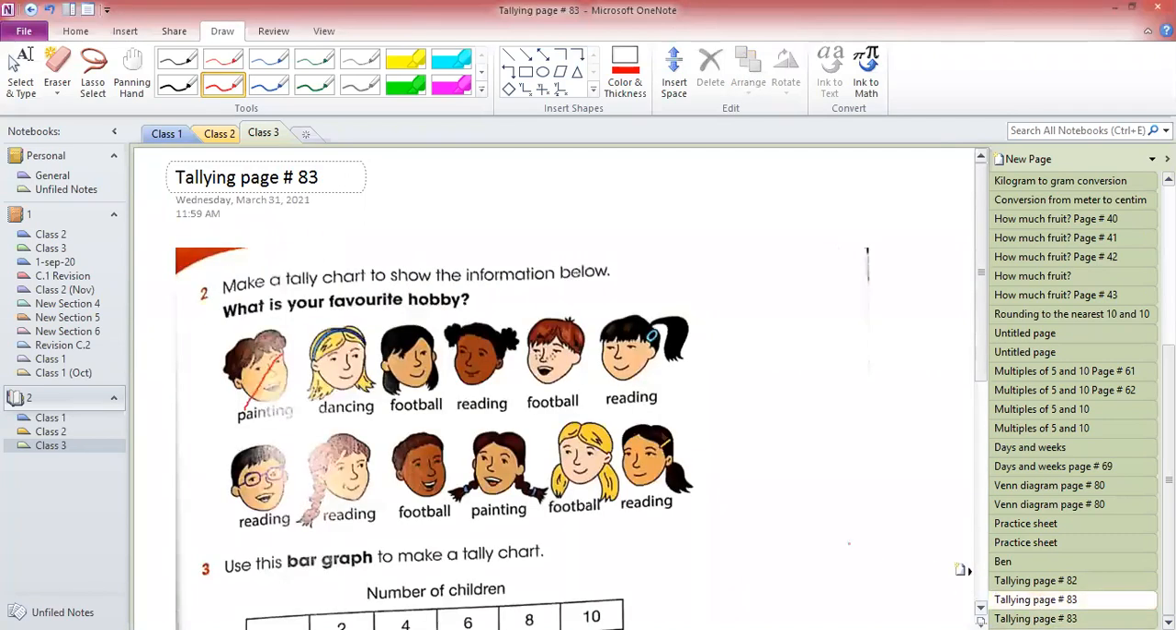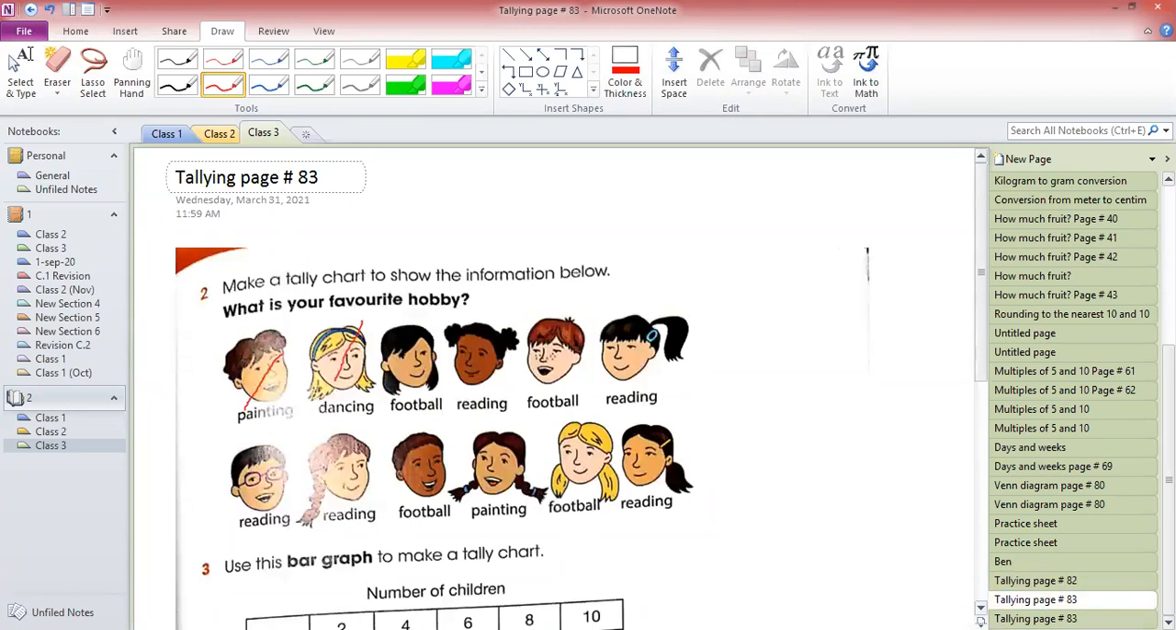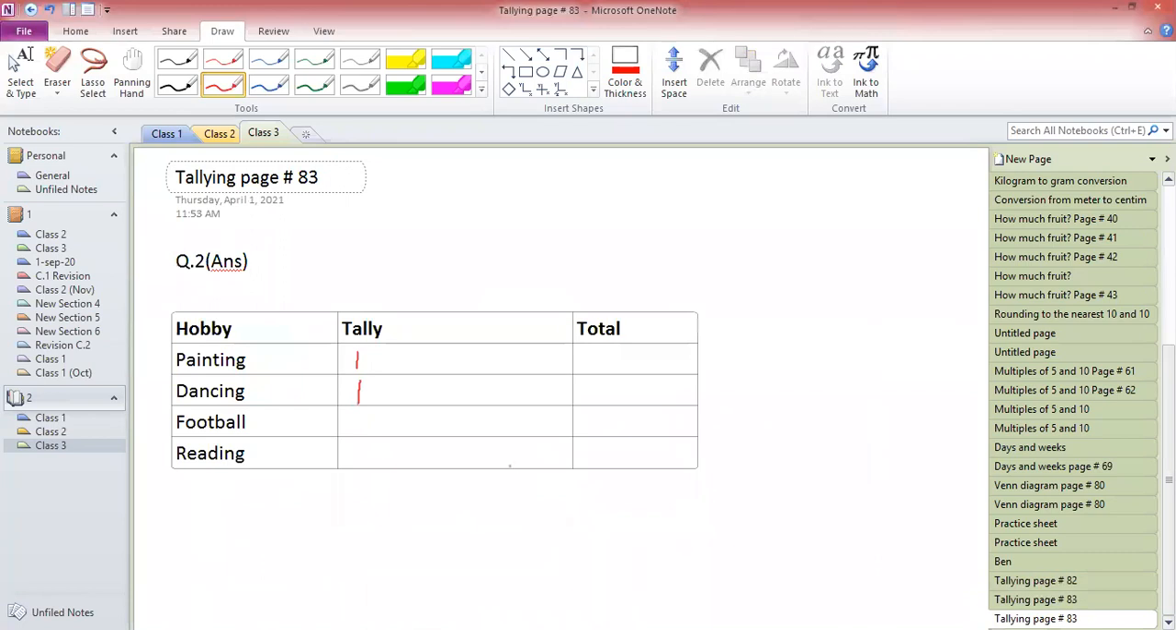Then again I will check. The second one is dancing. I will cut dancing and I will come on page number 83. Where is dancing? I will mark 1 tally. The third one is football. I will cut football, and on the notebook I will mark one tally football.